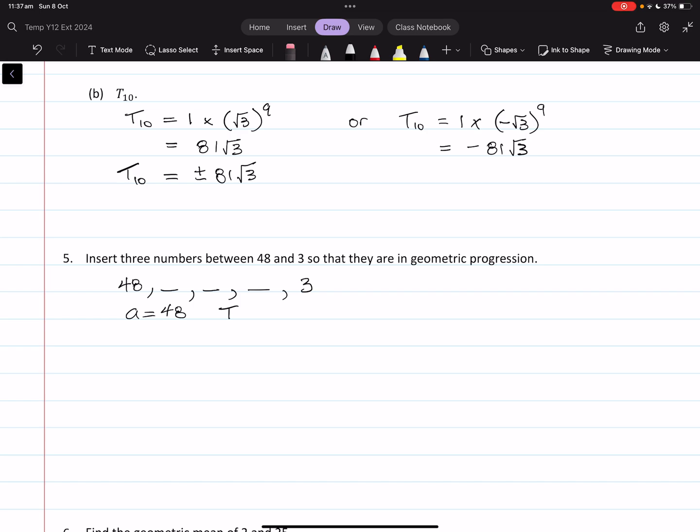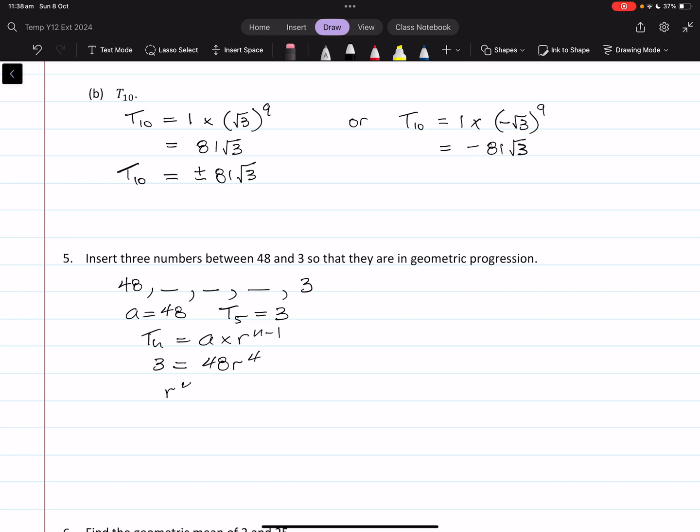And we've got 1, 2, 3, 4. The 5th term is 3. Our formula is Tn equals a times r to the n minus 1, ar to the n minus 1. So that's going to be 48 r to the power of, now n is 5, so that's going to be 48 r to the 4 is equal to term 5, which is 3.